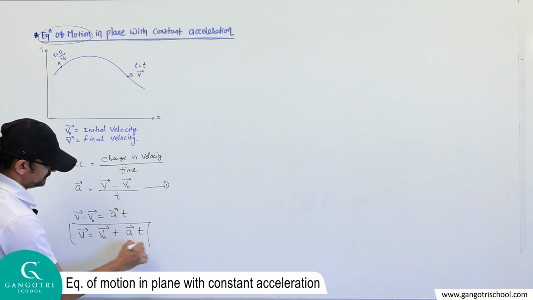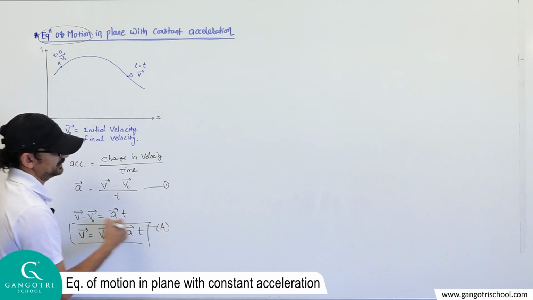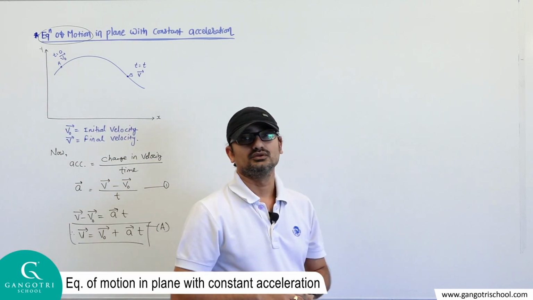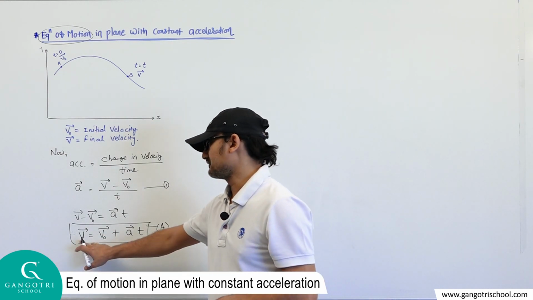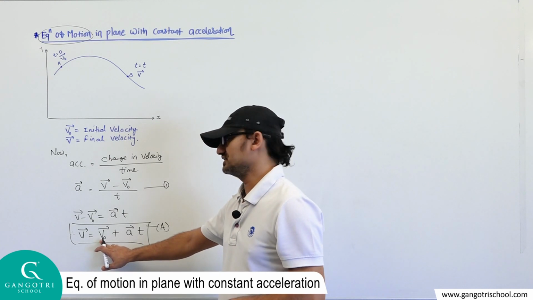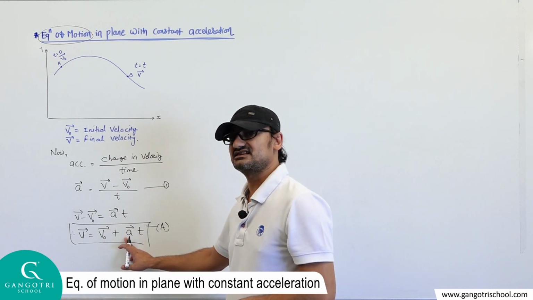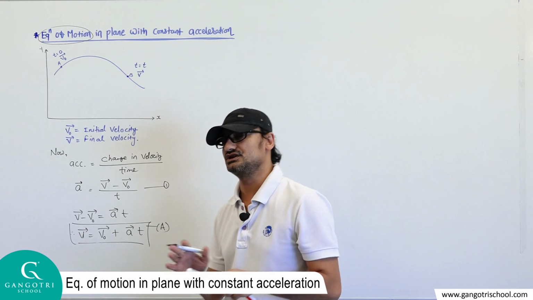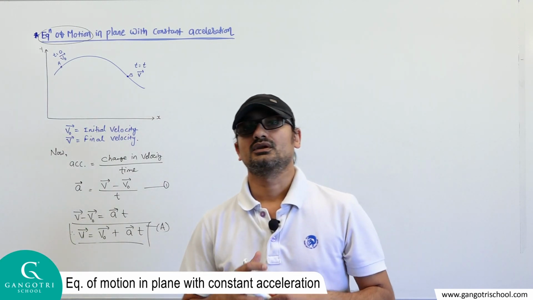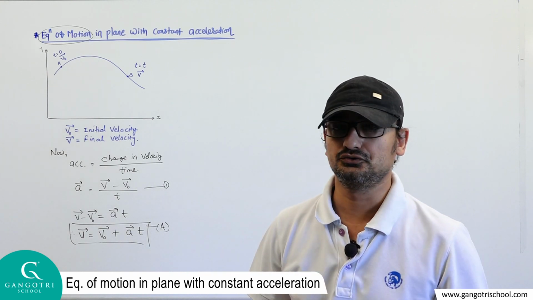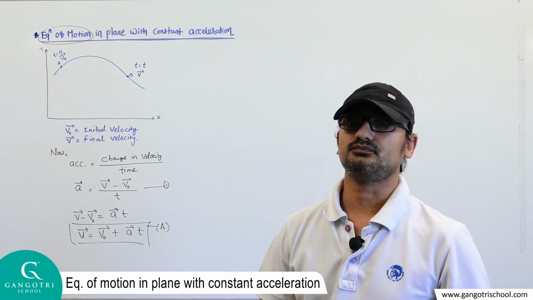So this is the equation of motion, call it equation number A. v equals v0 plus at, where v is the final velocity, v0 is the initial velocity, a is the acceleration, and t is the time. So here we will get one equation.